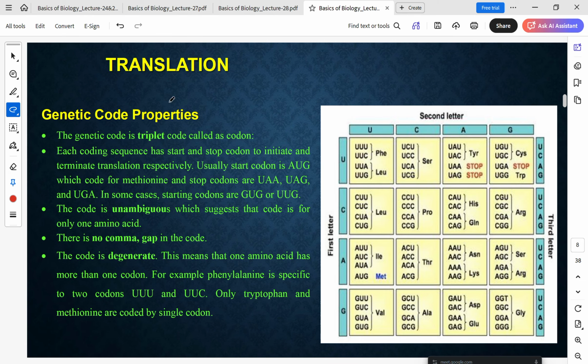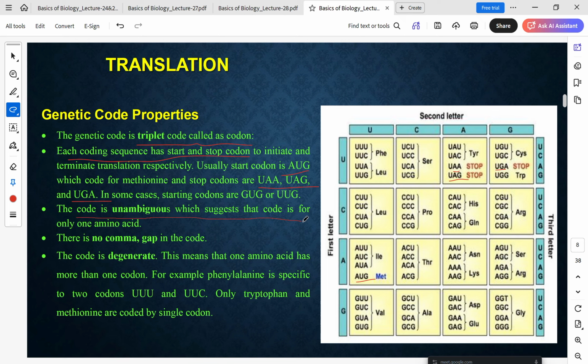The genetic code is a triplet code known as a codon. Each coding sequence has a start and stop codon. The start codon is usually methionine, which is AUG. The stop codons are UAA, UAG, and UGA. So these three are the stop codons. This is the start codon.